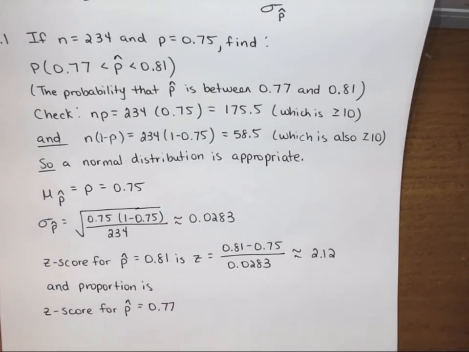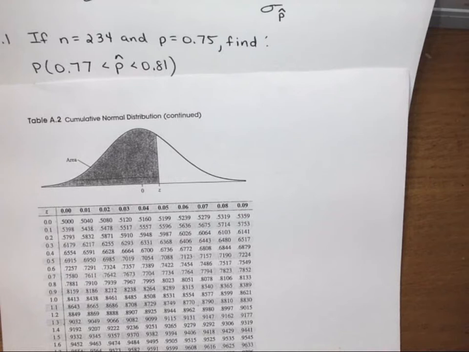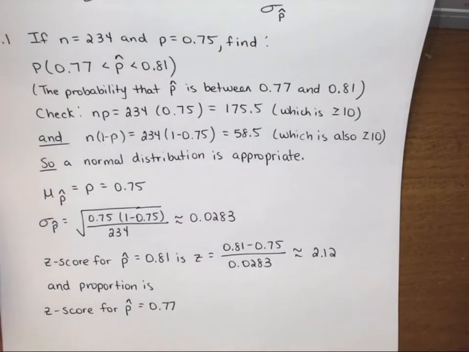Okay, so look at your chart. Remember how we read the chart? I'm just going to do it really quickly, once. 2.12, you find 2.1, and then you move your finger over to the 0.02, so that's 0.9830.